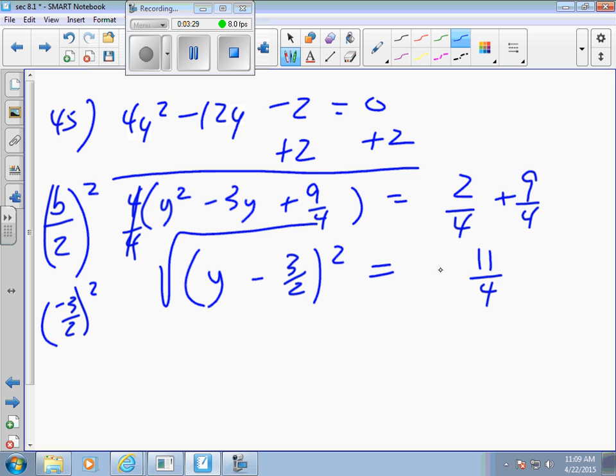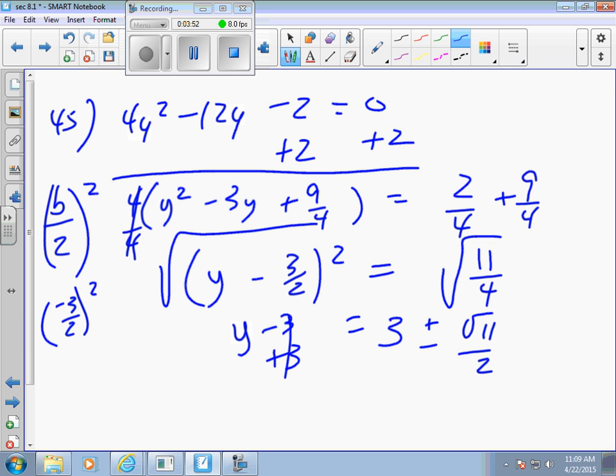Square root, square root. When I square root both sides of an equation, I have to add a plus or minus in front of it. So I have plus or minus the square root of 11, and then the 4 becomes the 2, because the square root of 4 equals 2. Then I'm going to add 3, and there's my answer. Could I write that as 6 plus or minus the square root of 11 all over 2? Certainly, but this is just fine.